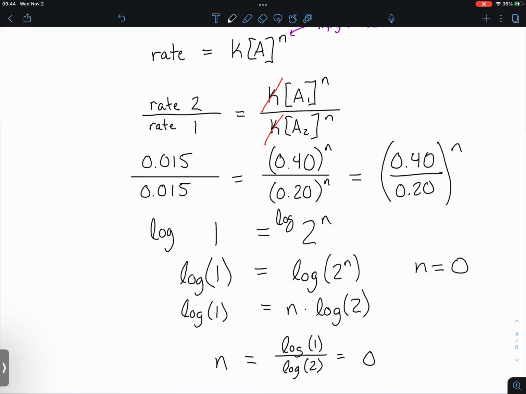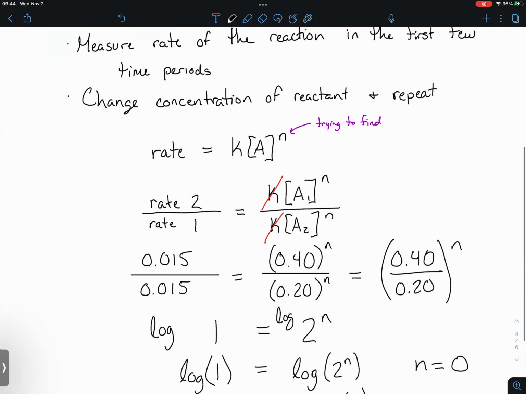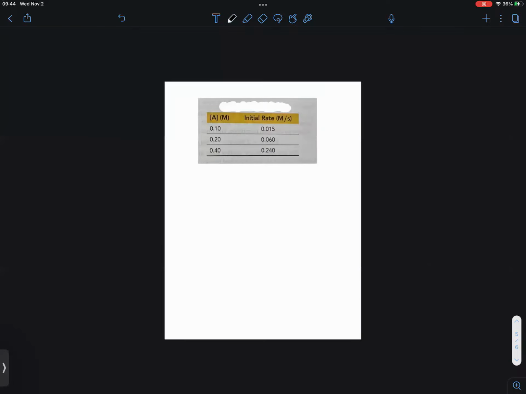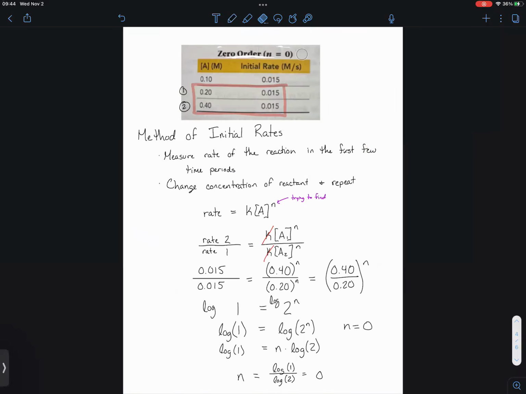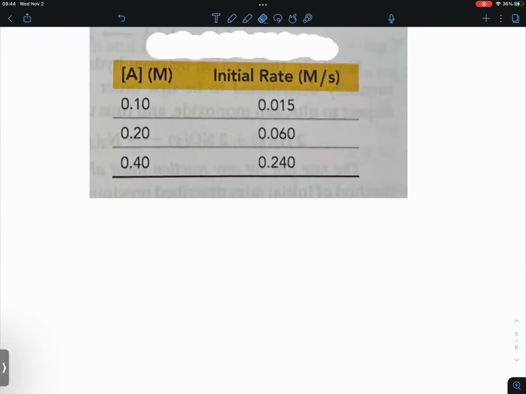Right? And again, the trick is to take the ratio of 2 of those data points. All right, so now you're going to tell me, and to be clear, yes, this was a 0 order reaction. All right, so now you're going to take this data and do the same thing.